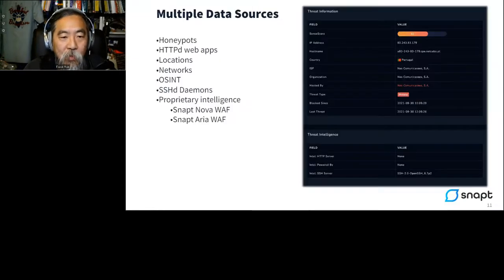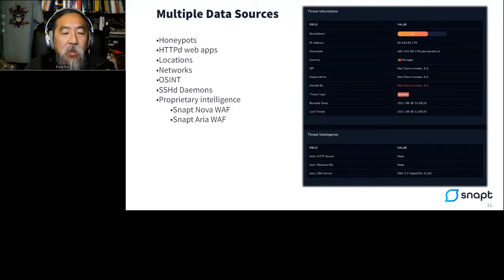So ultimately, driving towards the theme of this discussion, community-driven threat intelligence, we want multiple data sources. We want data sources from all these different locations to give us these different points that we can correlate. So, for example, now I'm going to introduce the concept of what we do with Snapt with a product that we have, NovaSense. But this can be a more general concept where we can have honeypots.